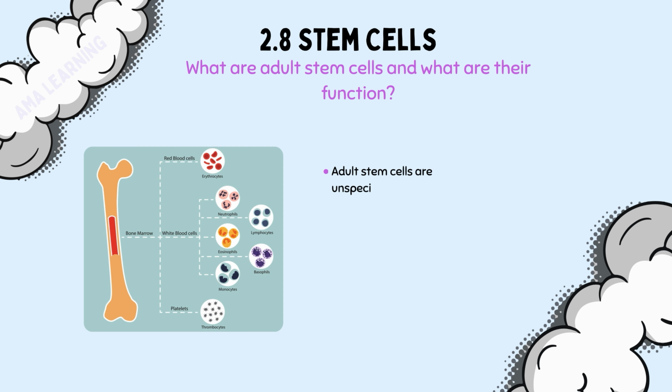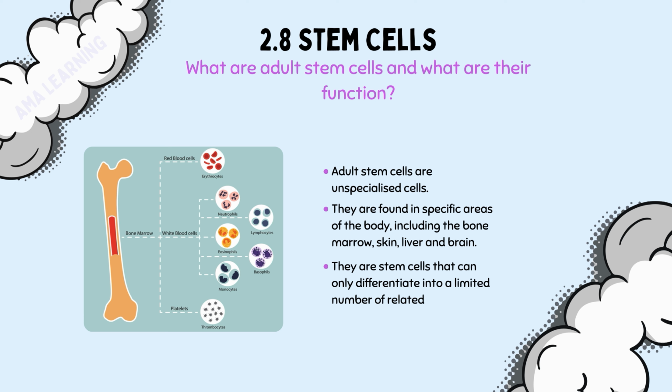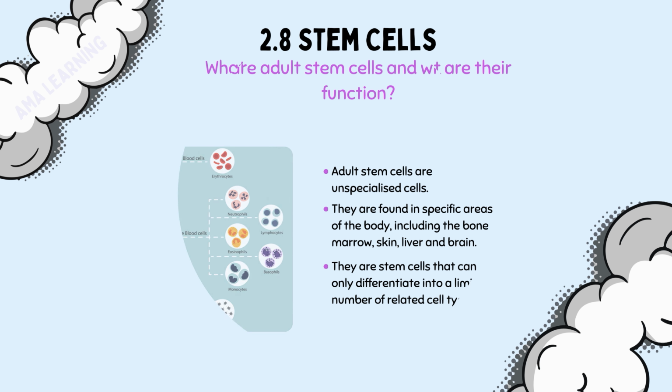Adult stem cells are unspecialized cells. They are found in specific areas of the body, including the bone marrow, skin, liver, and brain. They are stem cells that can only differentiate into a limited number of related cell types. Adult stem cells are mainly used by the body to make new red blood cells, white blood cells, and platelets.